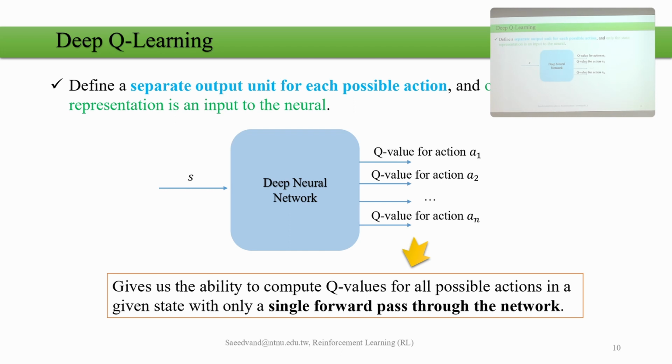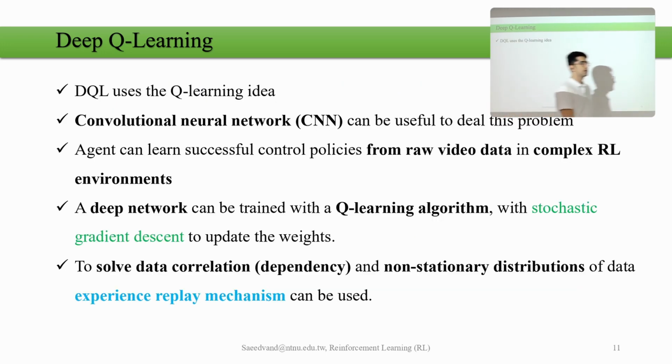So let me see if you have another point here. Only the state is okay, the same. So we can say that Q values for all possible actions in a given state, with only a single forward pass, can then be extracted.